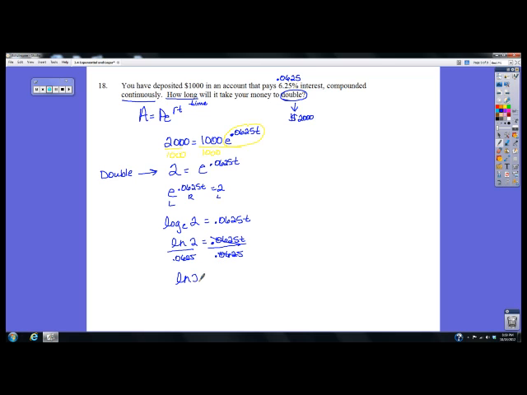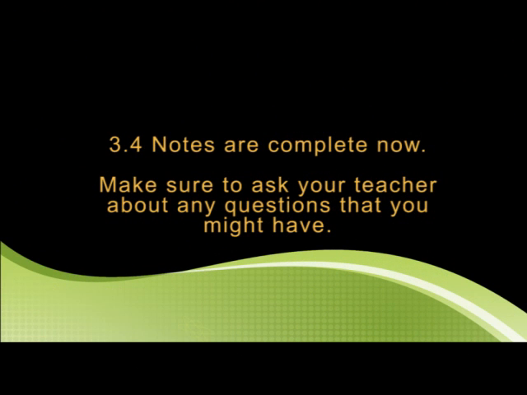So natural log of 2 divided by 0.0625 will give you the number of years, and it's approximately 11.1 years is how long it would take your money to double at that interest rate. And that completes section 3.4.